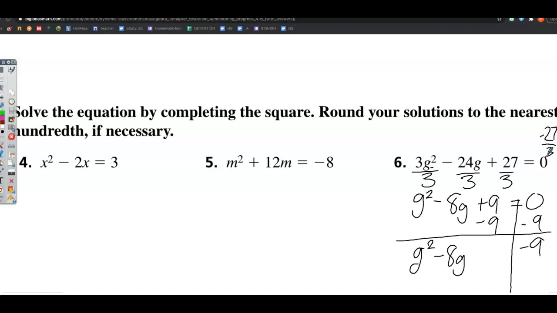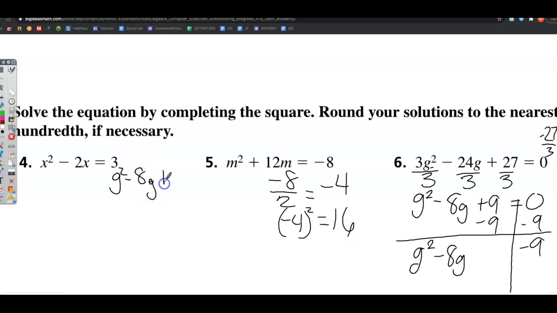So now I go to completing the square. So I would do -8 divided by 2, which is -4, and then that squared is 16. So I would write g squared minus 8g plus 16 equals -9, and then -9 plus 16. Good.